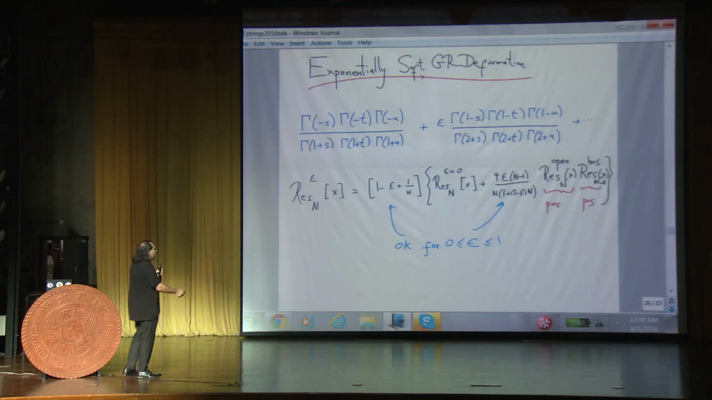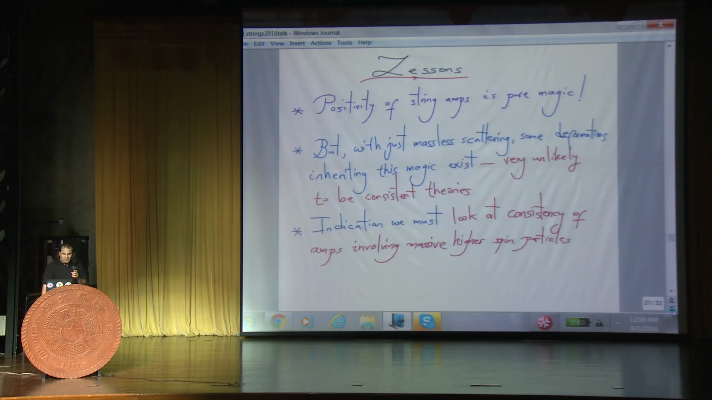And once again, it's all due to the magic of the things that we've seen are positive already, but we get something which is shifted by the product of two positive things, an open and a bosonic residue. And for the range of this deformation between 0 and 1, everything is positive. So what's going on? What are the lessons here?